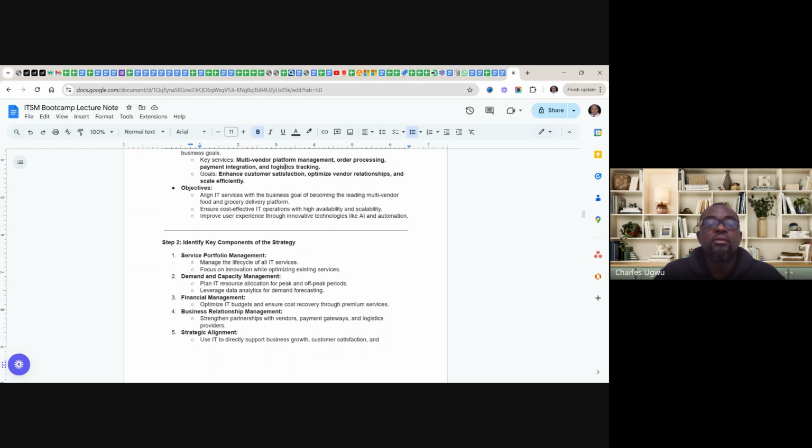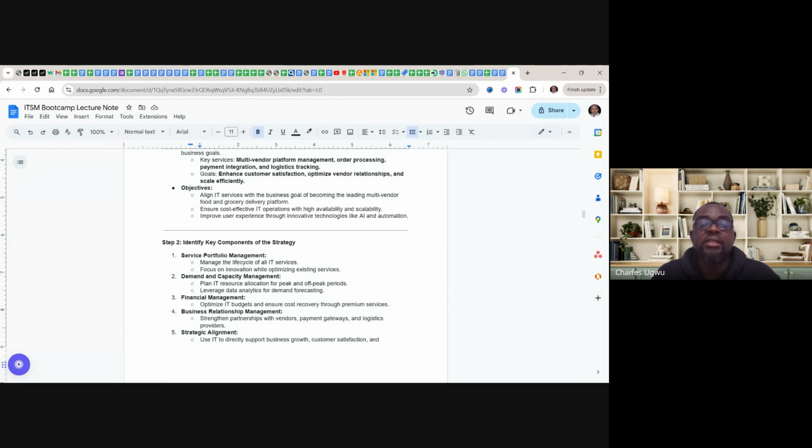Service portfolio management: manage the life cycle of all IT services. So it means that within the IT services, we need to manage them. We know what life cycle means: stage by stage of all our IT operations until we get to the delivery end. Focus on innovation while optimizing existing services.